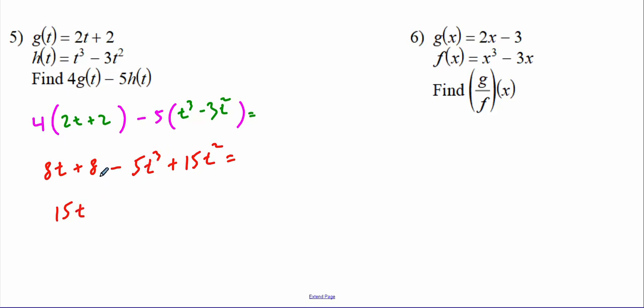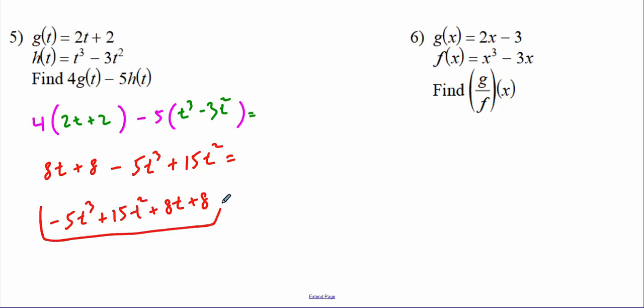Oh, sorry, I took my outline. Yeah, the highest power is, so negative 5t to the third plus 15t squared plus 8t, and then plus 8. Okay. And that is the answer to this question right there. Okay. I'm going to jump.